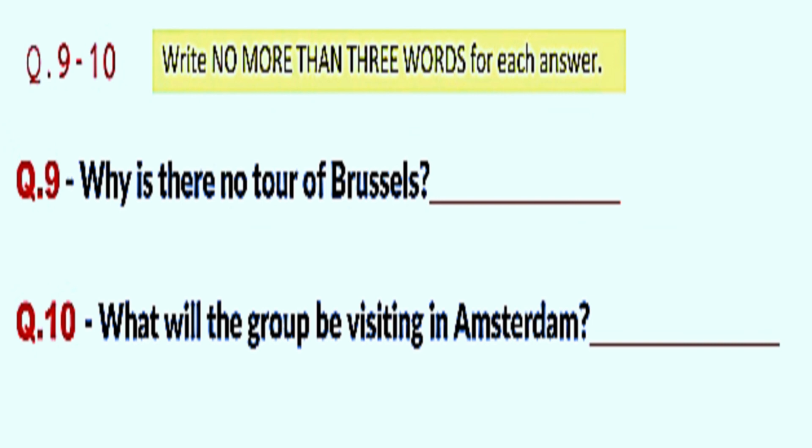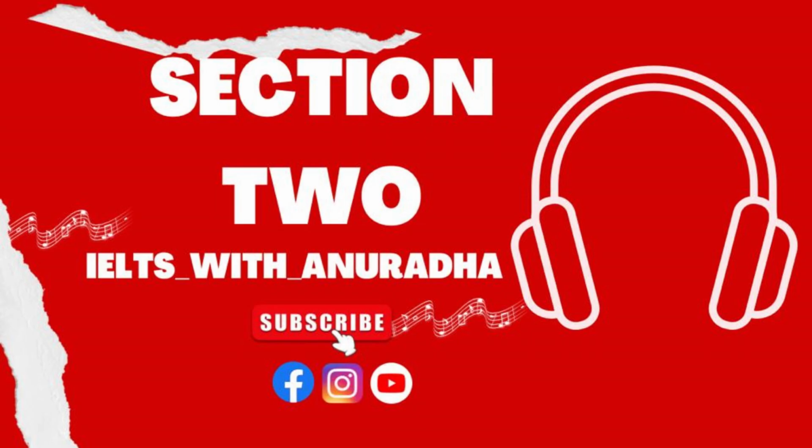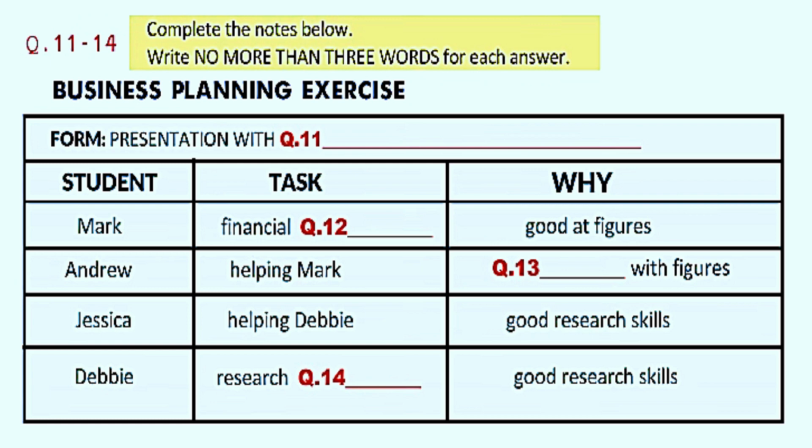That is the end of section 1. You will have half a minute to check your answers. Now turn to section 2. Section 2. You will hear two students, Debbie and Andrew, talking about a university assignment. First, you have some time to look at questions 11 to 14.